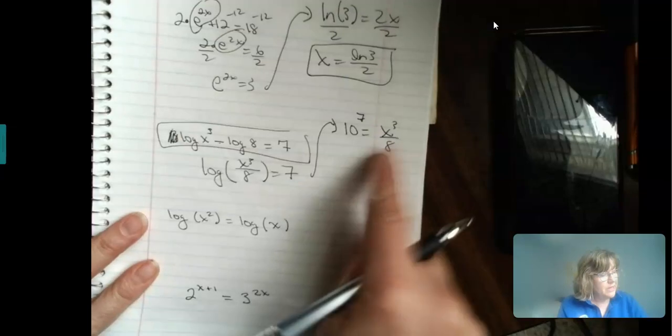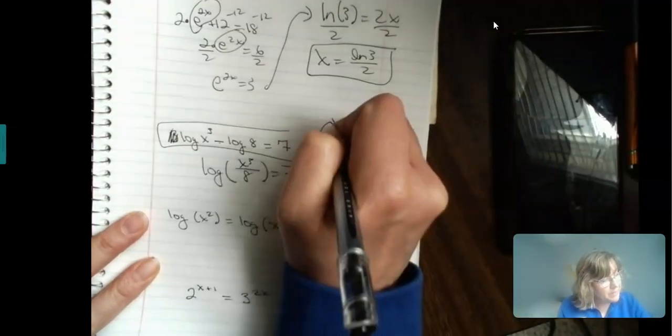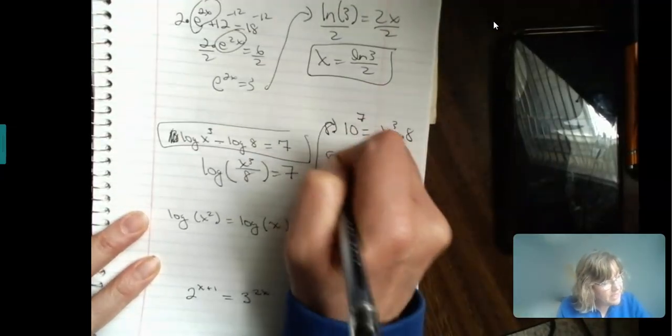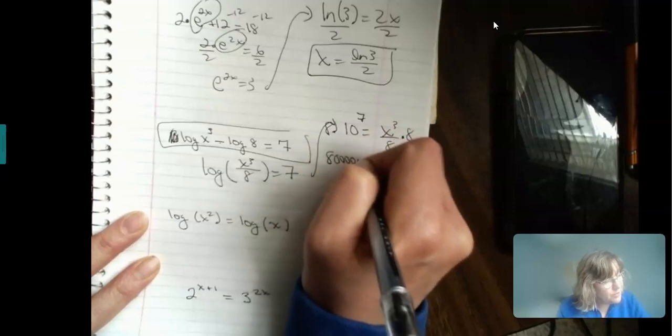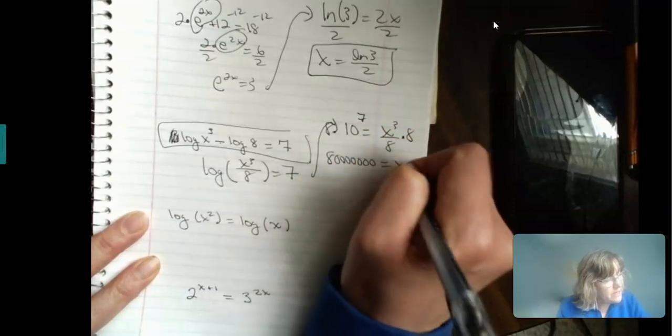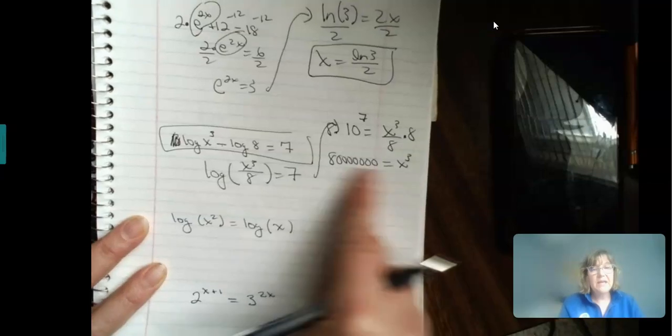How do I get rid of dividing by 8? I'm going to multiply by 8. So I'd be at 8 with 1, 2, 3, 4, 5, 6, 7 zeros, equals x cubed. And then I'm going to solve this.